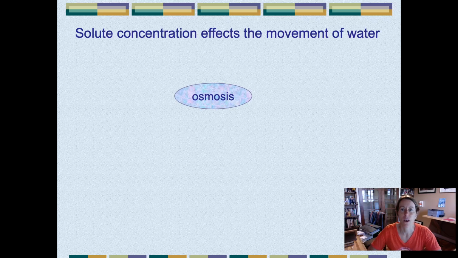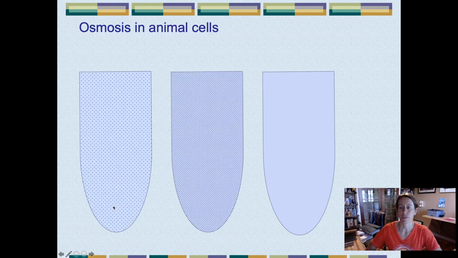Okay, so in this video we're going to talk about how solute concentration affects the movement of water across a membrane, and this is basically the definition of osmosis. I'm going to use these slides here. We're going to follow along with this example.